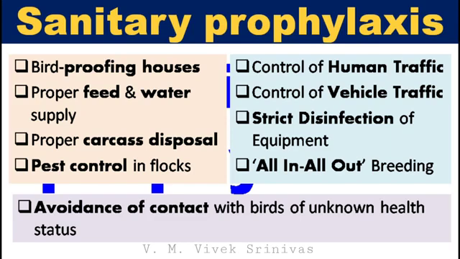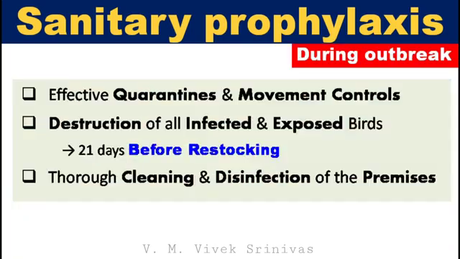Control of vehicle traffic. Strict disinfection of equipment. All in all out breeding, that is one age group per farm, is recommended. And disinfection between groups. During outbreak situations, effective quarantines and movement controls should be followed. Destruction of all infected and exposed birds, with a gap of 21 days before restocking. And thorough cleaning and disinfection of the premises.